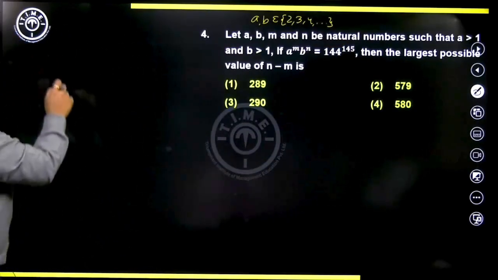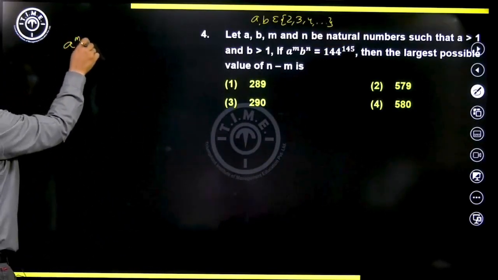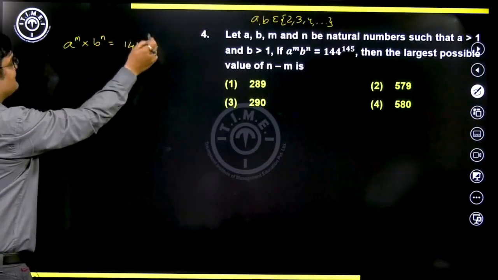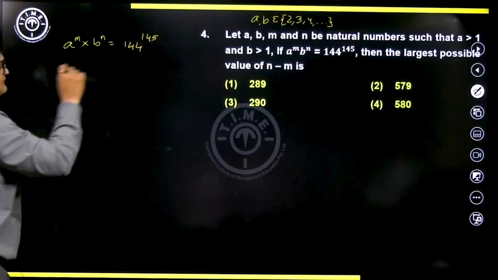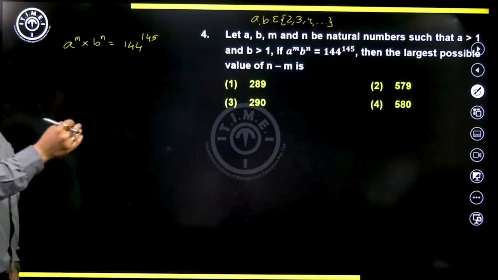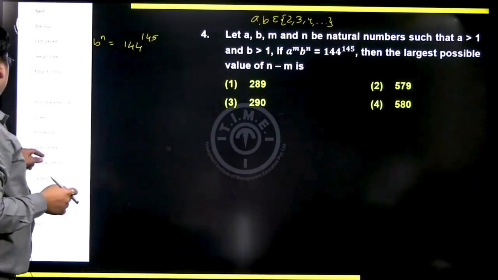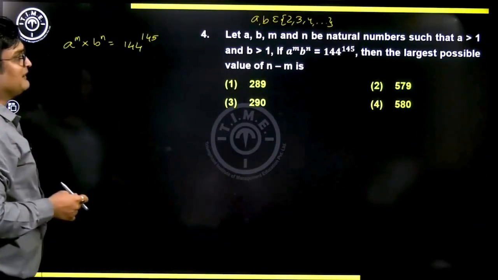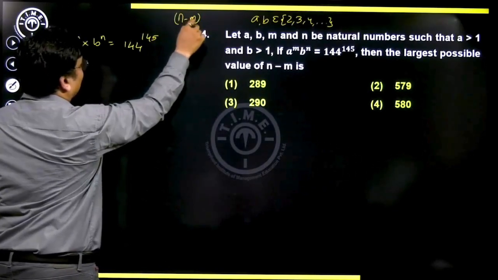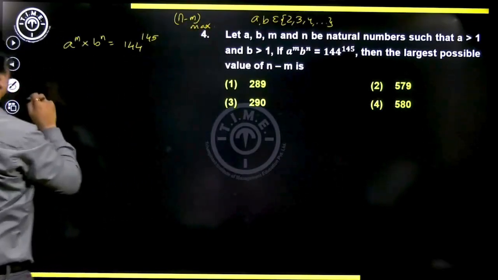If A to the power M into B to the power N is 144 to the power 145, then the largest possible value of N minus M is how much? Then the largest possible N minus M value is how much? N minus M maxima will be how much?